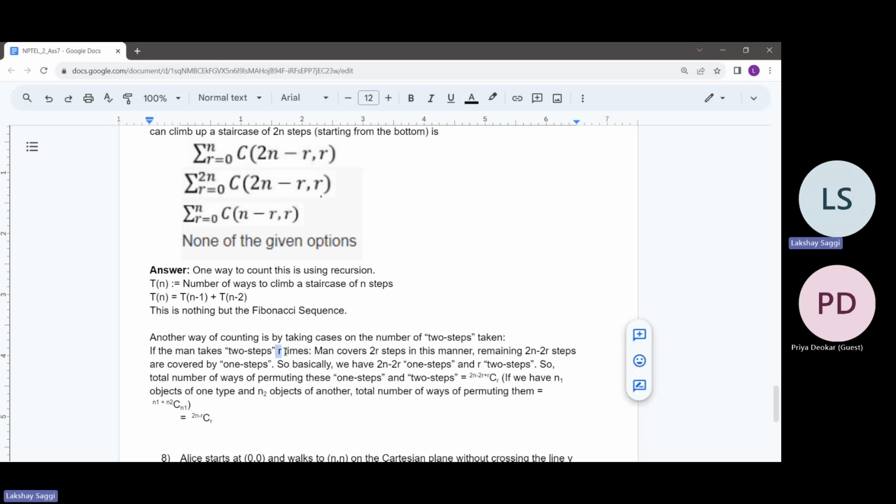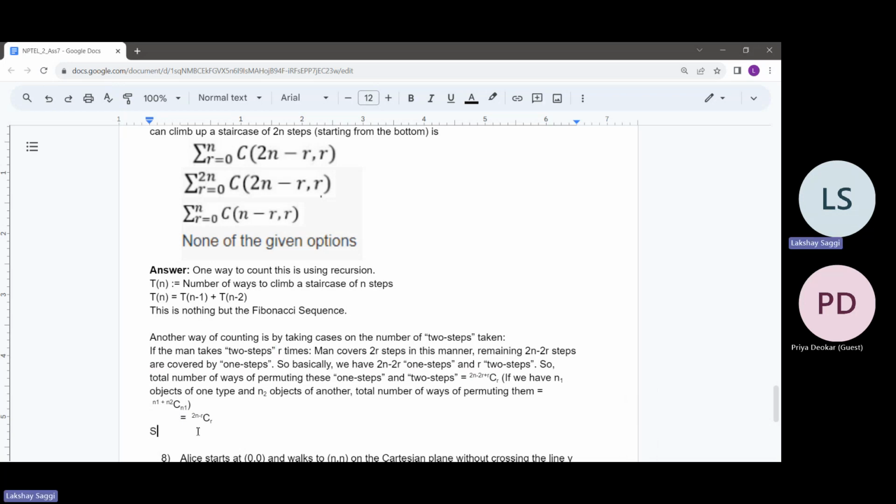But we have a choice over r also, right? The man can choose 2 steps 0 times, 1 time, 2 times, up to n times. The man can only choose the 2 steps up to n times, because he can't choose 2 steps n plus 1 times, as there are only 2n steps available. If he chose the 2 steps n plus 1 times, he would go up 2 times n plus 1 steps, which is not possible.